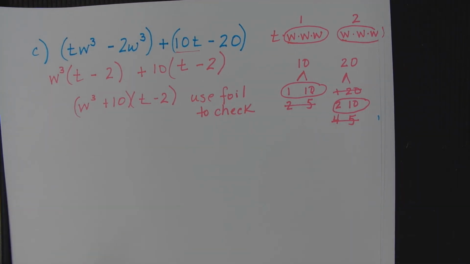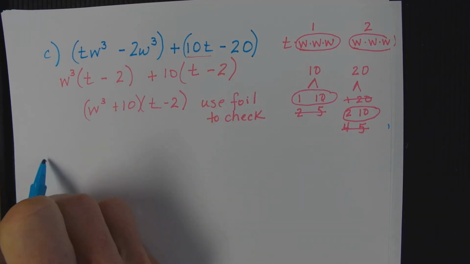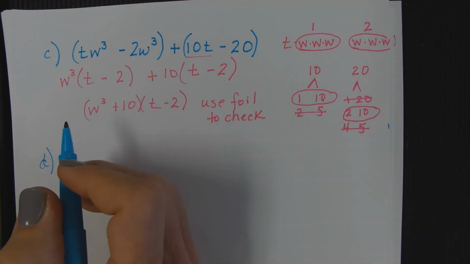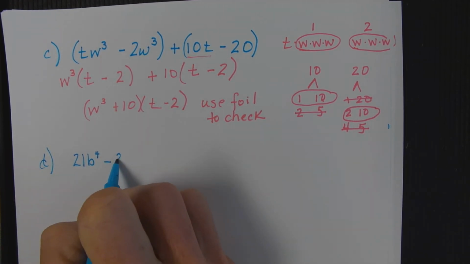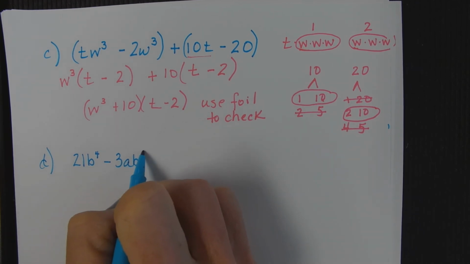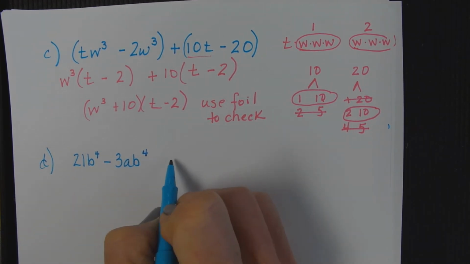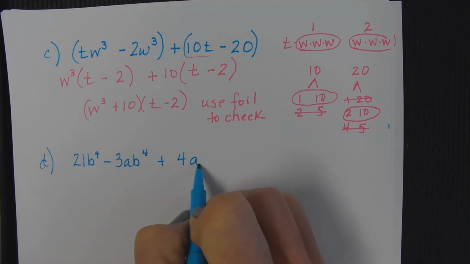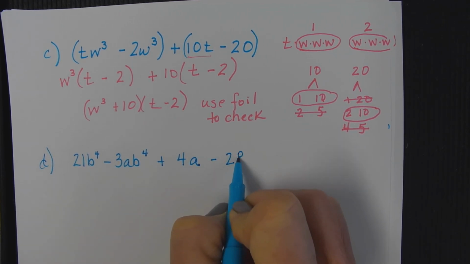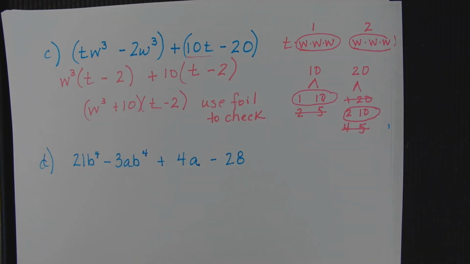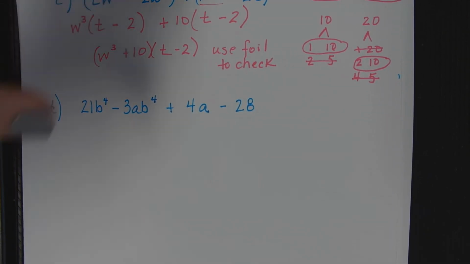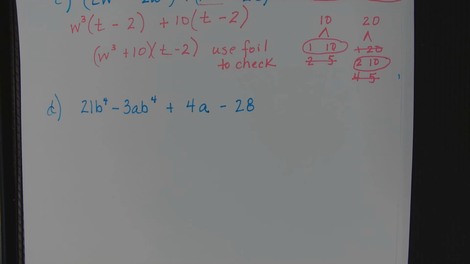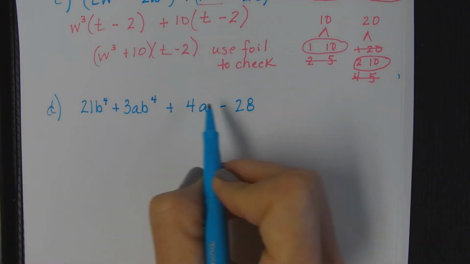All right, here's what I want you to do by yourself. Did it work? Yeah. All right, 21 b to the fourth power minus 3ab to the fourth power plus 4a minus 28. I'm going to do you a favor. Watch me. Everybody look. You ready? Let's just make these plus right now.